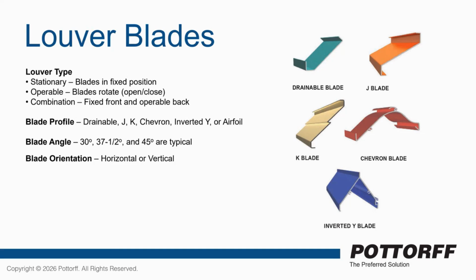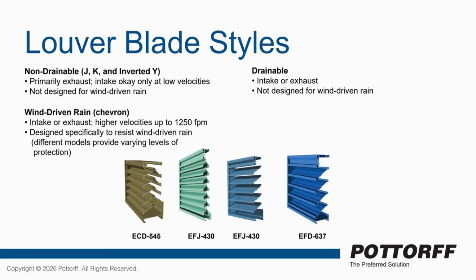And lastly, blades can have an orientation of either horizontal or vertical. Most of your blades are going to be horizontally fixed into a louver, and some can be vertical. But again, those are going to be for sometimes a very specific purpose. Usually, you have a lot of rainfall coming into the building.